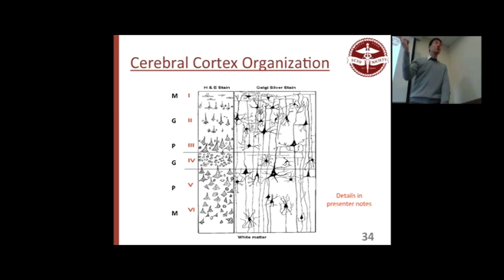Know which layer has which kind of cells. That is the most important one that you should definitely know. And which layer is communicating with which layer. And Golgi type 1 and type 2.